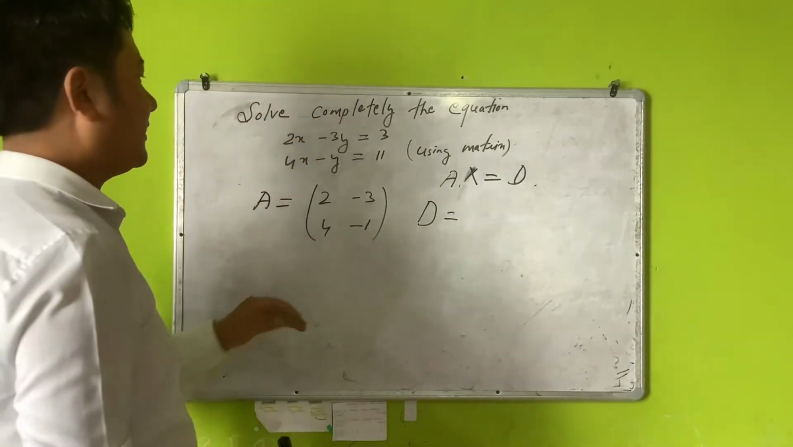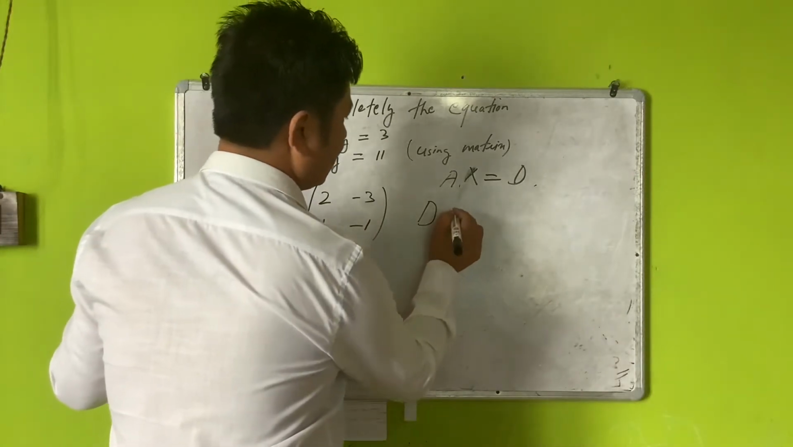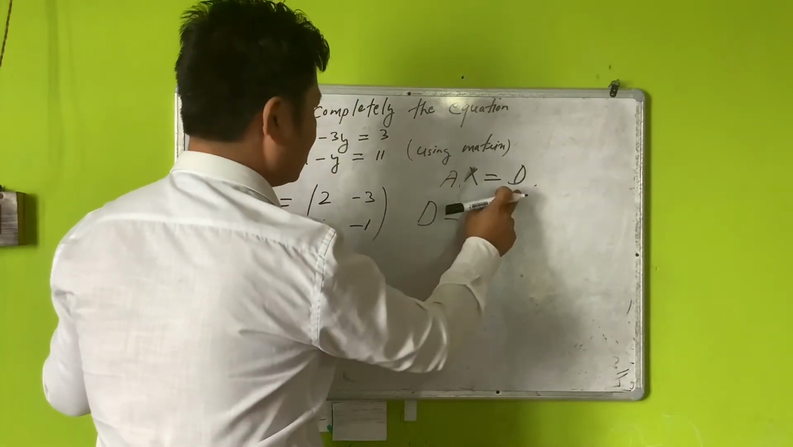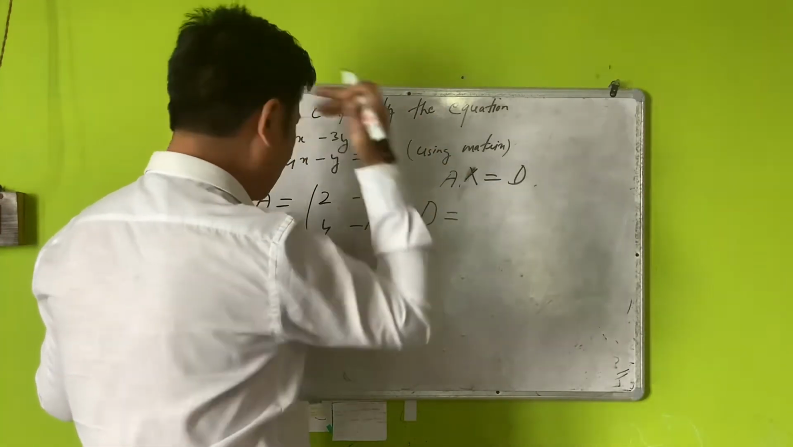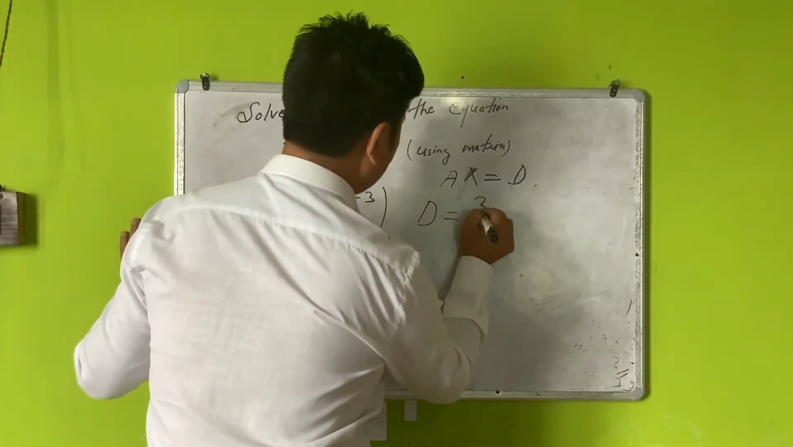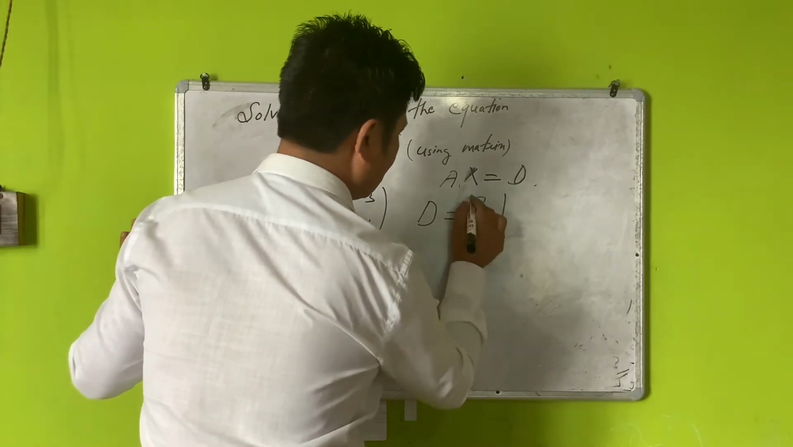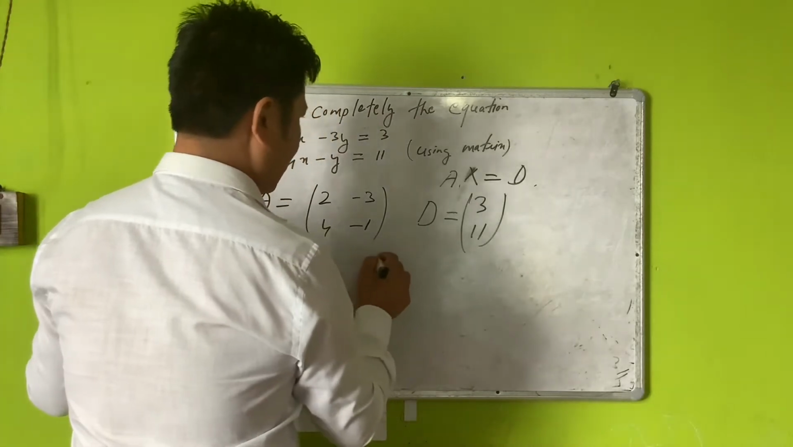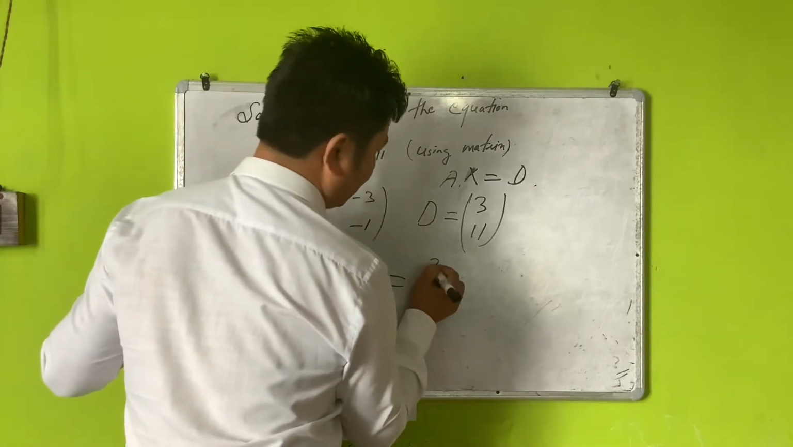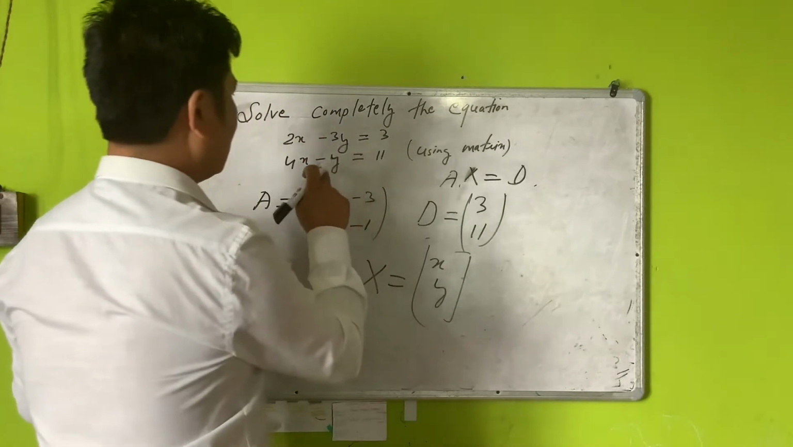D means the column matrix of knowns. Sorry, I am talking about D, no? D means this column matrix of knowns, which is 3 and 11, okay? And X, capital X, is the column matrix of unknowns. Here we have x and y.